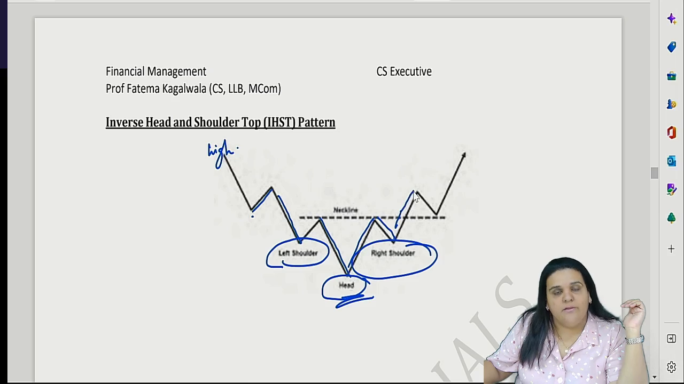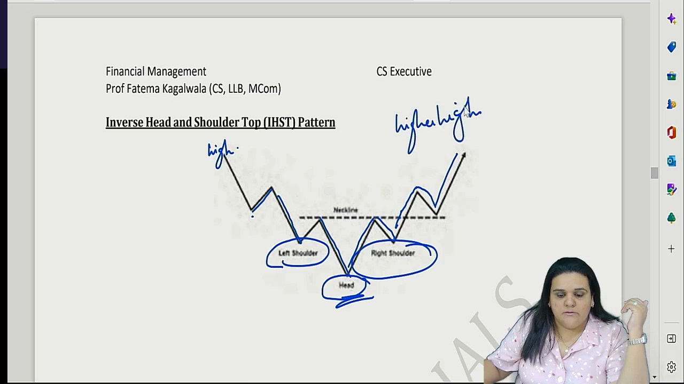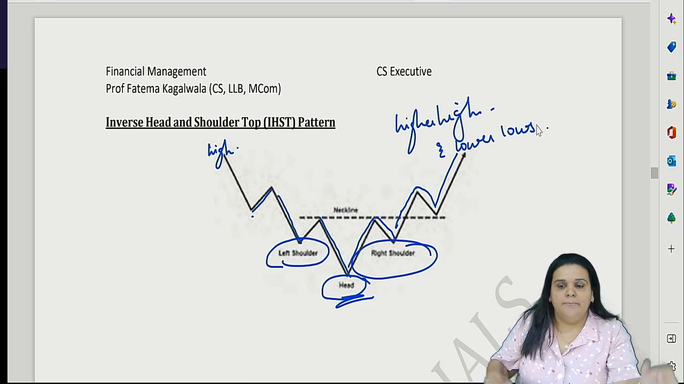So I know that now there is going to be a reversal trend, an inverse trend, which is going to go up. So now there will be higher highs and lower lows.